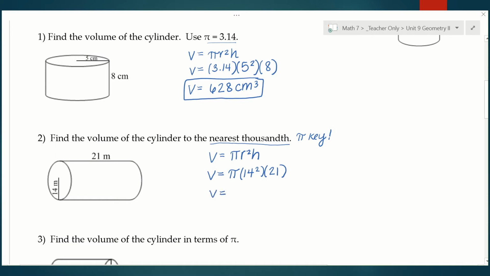If we type that in our calculator, we're going to do pi key times 14 squared, or 14 times 14, times 21. And we are rounding to the nearest thousandth. So we're going out 3 decimal places here, which means you need to look to the 4th decimal place to know how to round this. Let's see here. I am getting 12,930.795, and this is meters cubed.